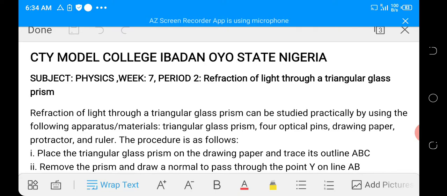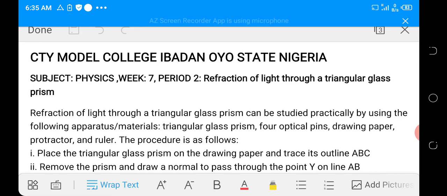Hello students. My name is Oladimeji T.A., the SS2 Physics teacher of CTY Model College, Ibadan, Oyo State, Nigeria. You are welcome to the second period of week 7 of our e-learning physics class for third term for 2019-2020 academic session. In the previous class we started a topic, refraction of light waves, and we were able to look at refraction of light through rectangular glass block.